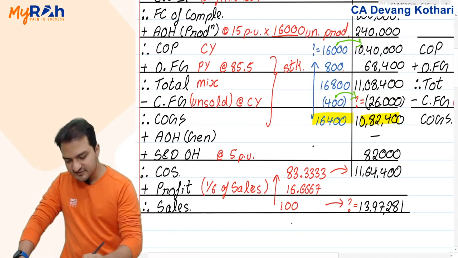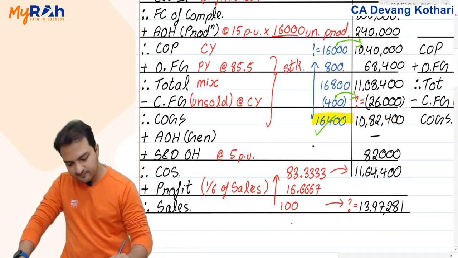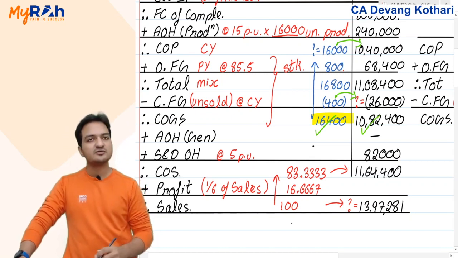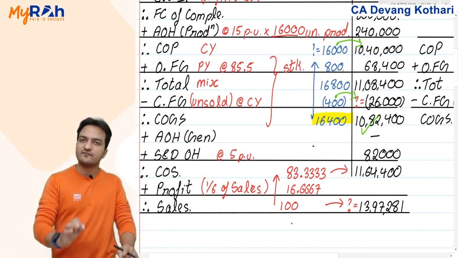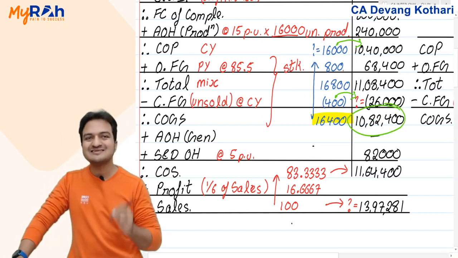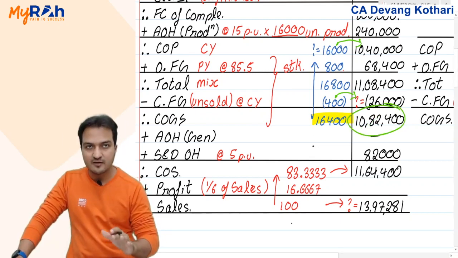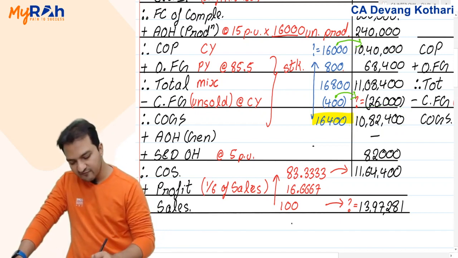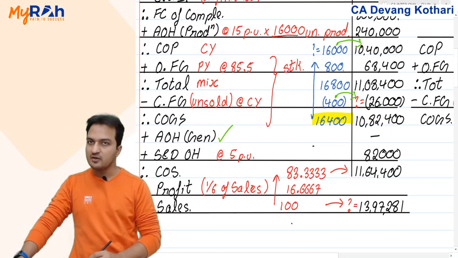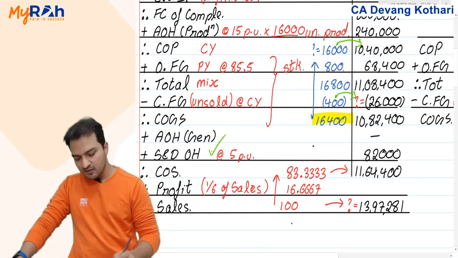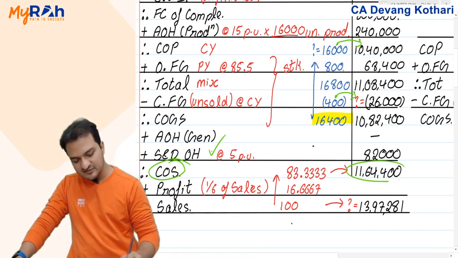Look, this 16,400 are the units of goods sold, while 10,82,400 is the cost of the goods that I have sold. Please understand, 10,82,400 is itself not sales. It is the cost of the units that I have sold. On that, I will add admin overheads, if any, and selling and distribution overheads. That gives me my final cost of sales.